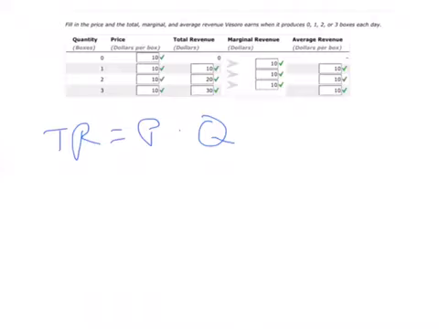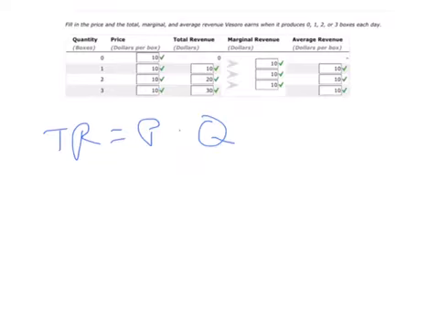So in this one, when we went from 0 to 1, our total revenue went from $0 to $10, marginal revenue is $10. When we went from 1 to 2, total revenue went from $10 to $20, the difference again, $10.